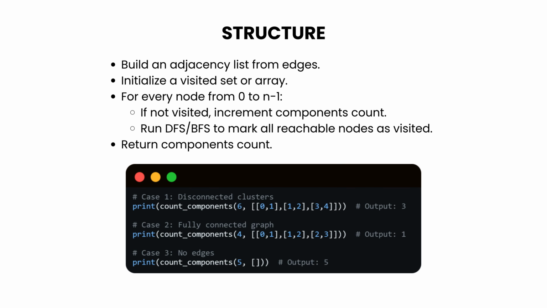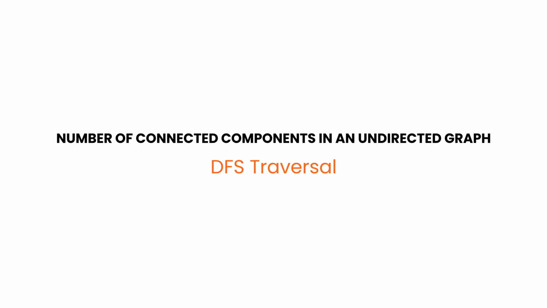Build an adjacency list from edges. Initialize a visited set or array. For every node from 0 to n minus 1, if not visited, increment components count. Run DFS/BFS to mark all reachable nodes as visited. Return components count. Let's implement solution 1.